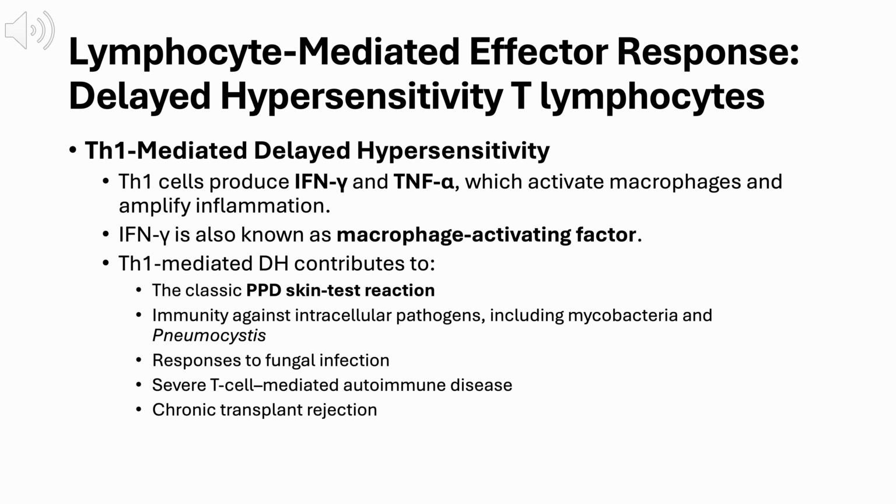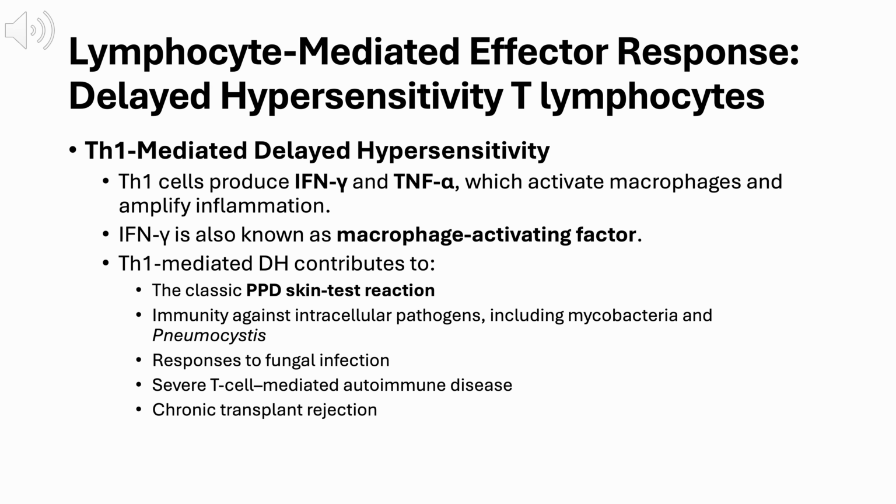Look at what this pathway is responsible for. The classic PPD skin test reaction we already dissected, immunity against intracellular pathogens, including mycobacteria and pneumocystis, responses to fungal infection, severe T-cell-mediated autoimmune disease, and chronic transplant rejection. That's a sweeping portfolio, and it's unified by macrophage activation and granulomatous inflammation. For our purposes, keep this Th1-DH pattern front of mind, because it's precisely the mechanism we'll invoke for sympathetic ophthalmia, a Th1-driven granulomatous panuveitis. But first, its mirror image, the Th2 version of delayed hypersensitivity, which produces a very different kind of tissue reaction.